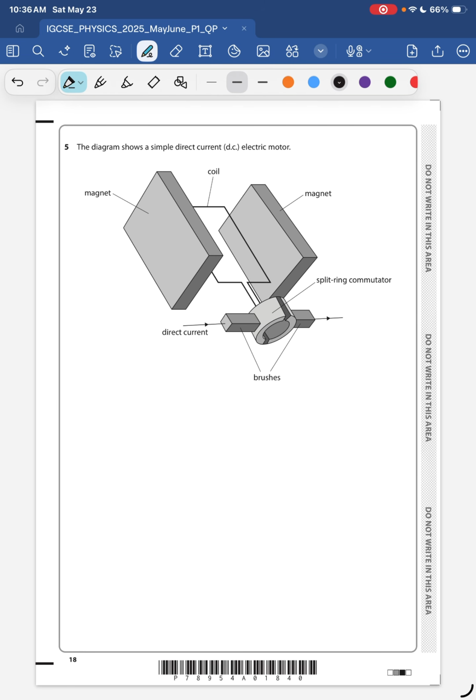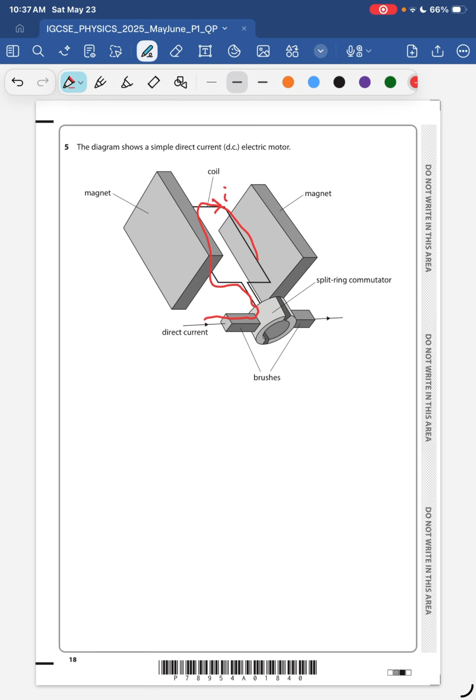Okay, the next question is about electric motors. So the diagram shows a simple direct current DC electric motor, and we see the magnets and the coil and the split ring commutator and the brushes that bring the current in. So just to walk you through what's going on here, you have the current entering from there, and then it enters the coil and goes around like that. Yeah, they actually show us the direction. Sorry, so that's the direction.